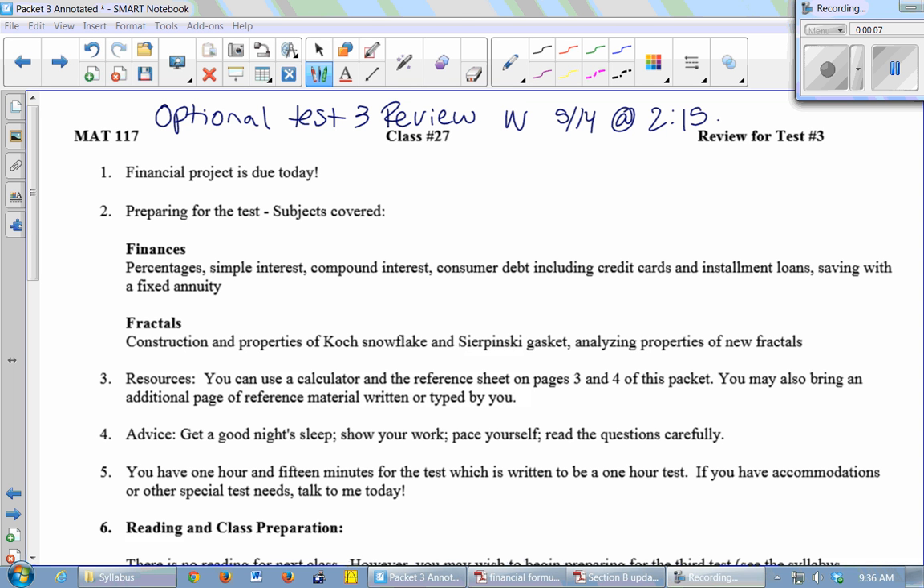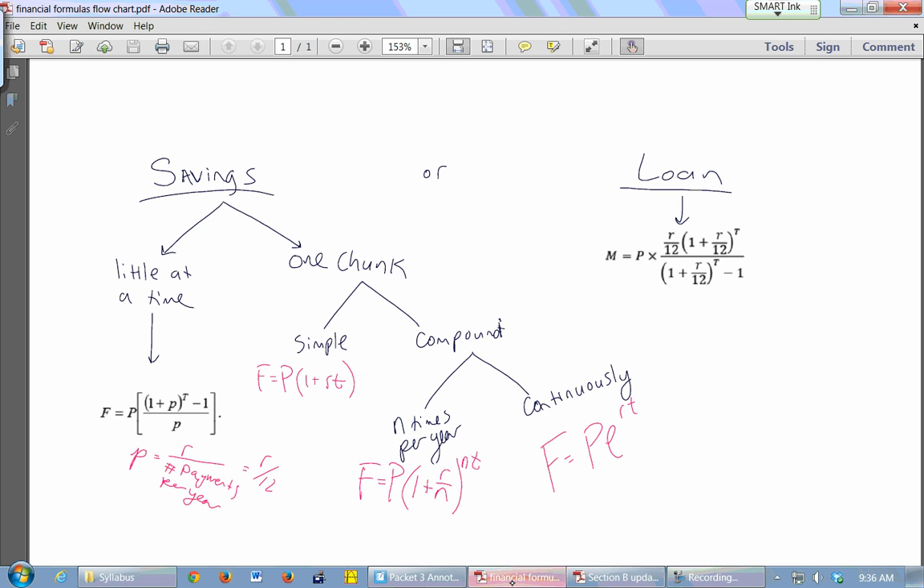Test 3, again, non-cumulative, only covering material since the previous test, which is the financial math that we've talked about and fractals. It's just those two topics. As far as financial math goes, I know we've spent some time talking about when to use what formula, but I created this little flow chart to help you decide when to use which formula.